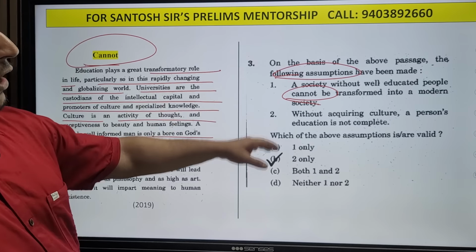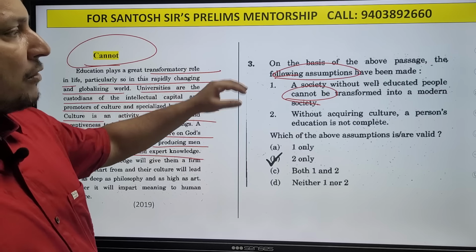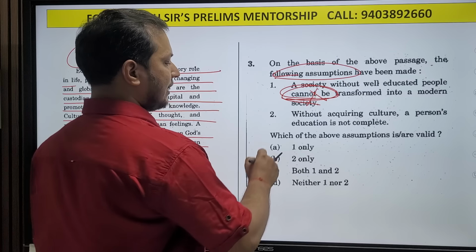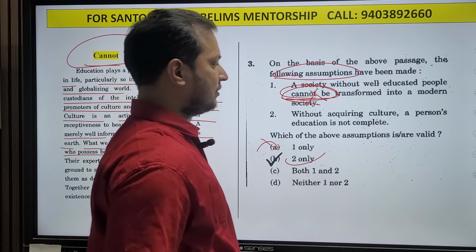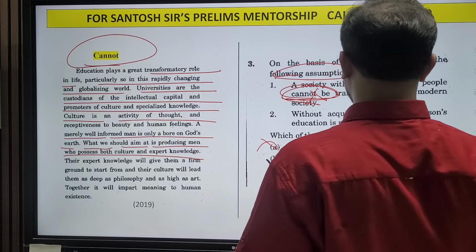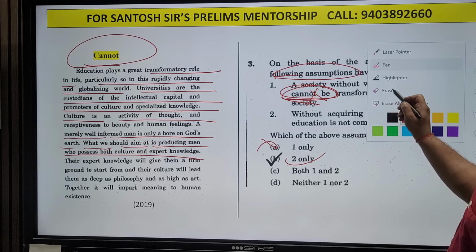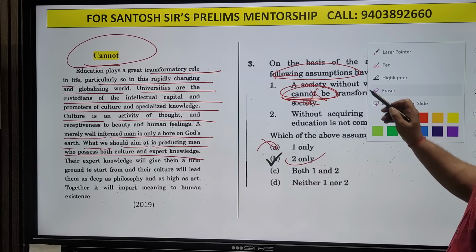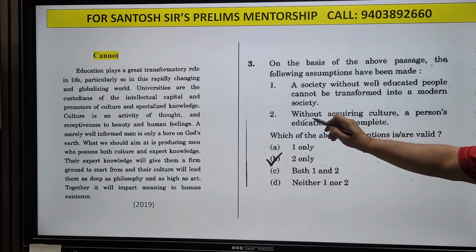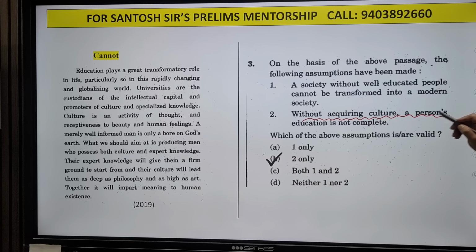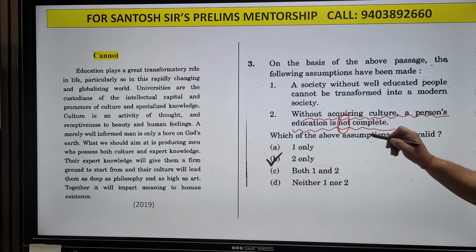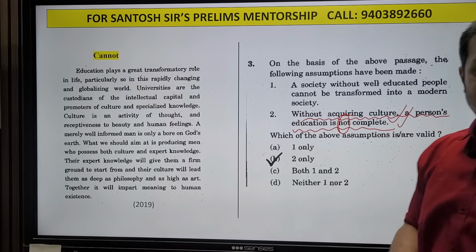A society without well-educated people cannot be transformed. Cannot be transformed. Cannot. You can eliminate that. You get the answer 2 only. One more thing, guys. Here, many people, what will they say? Let me just tell you. Let us read the second option. Without acquiring education, a person's education is not complete. Here also there is a not, but this is a correct statement. Why? Because that is the essence of the passage.